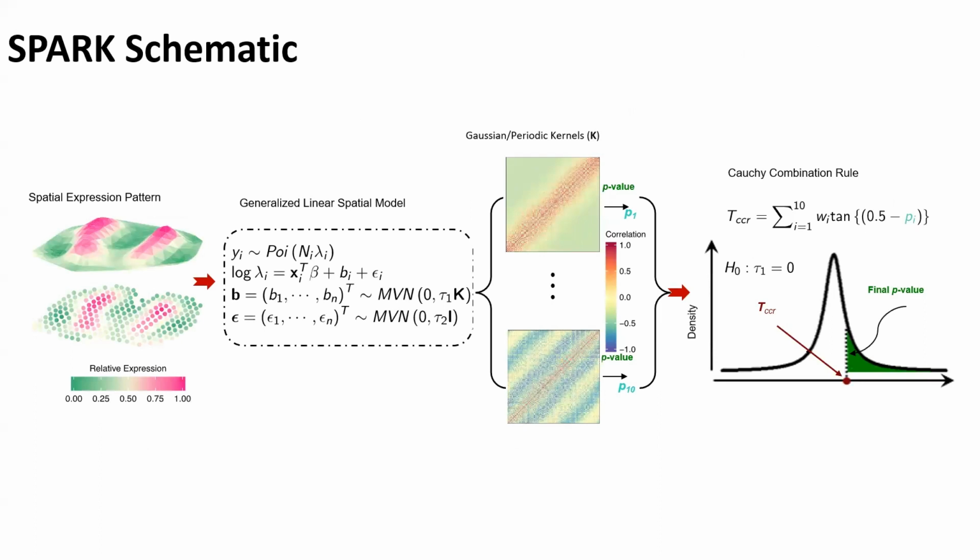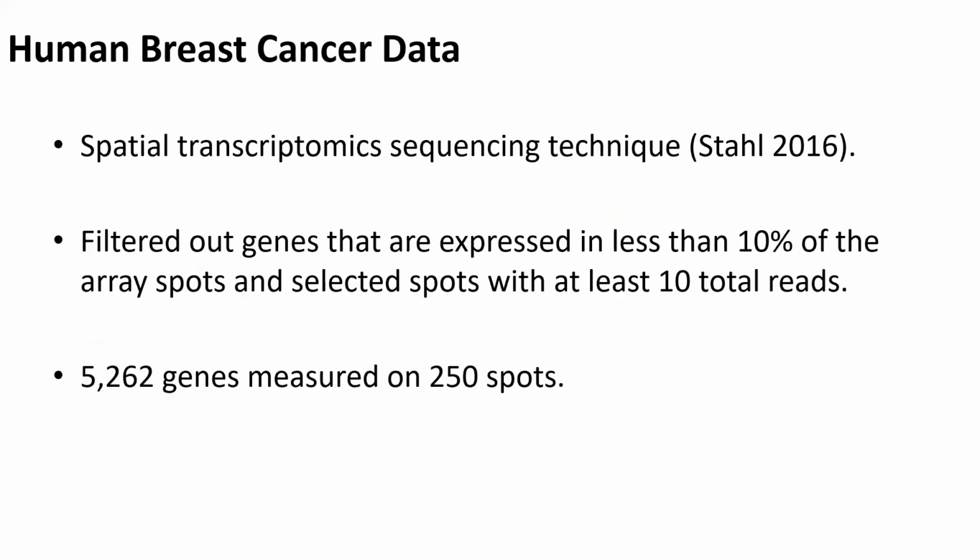So overall, in terms of schematics, your goal is to detect genes that show this type of pattern. You use the generalized linear spatial model to do that. You input 10 different kernels. For each kernel, you compute a p-value, and finally, you combine all the p-values together into a single p-value as indicated evidence for each gene. So that's the overall procedure here.